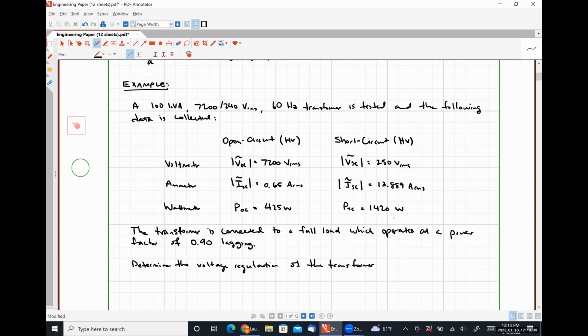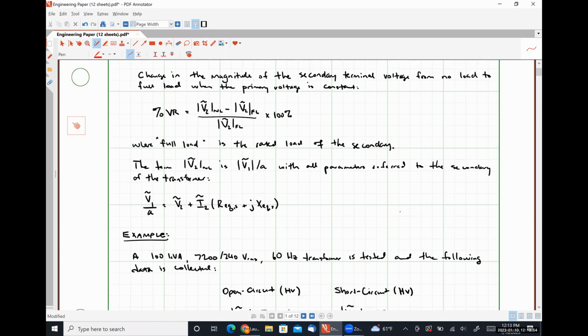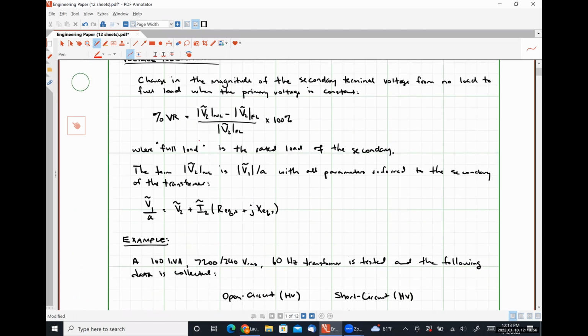Okay. And now we're going to figure out what the voltage regulation is. So this is our goal here. Effectively what we're going to be doing is we're going to apply this equation, which in turn causes us to have to apply this equation, okay? Because that quantity V2 no load is the magnitude of V1 over A.